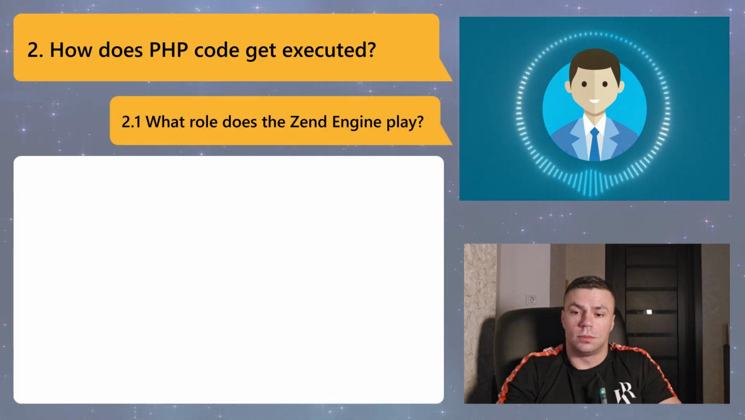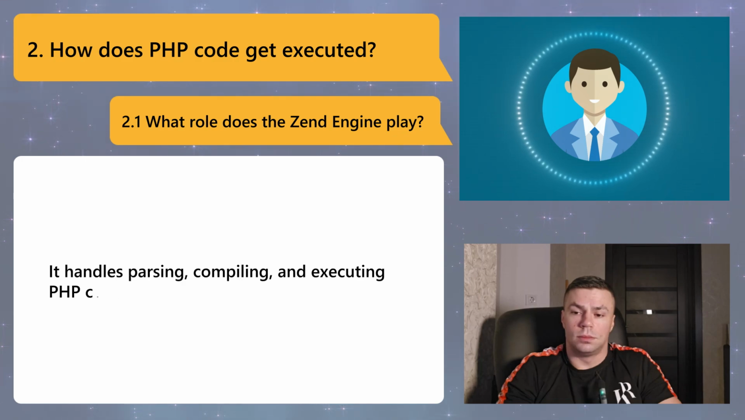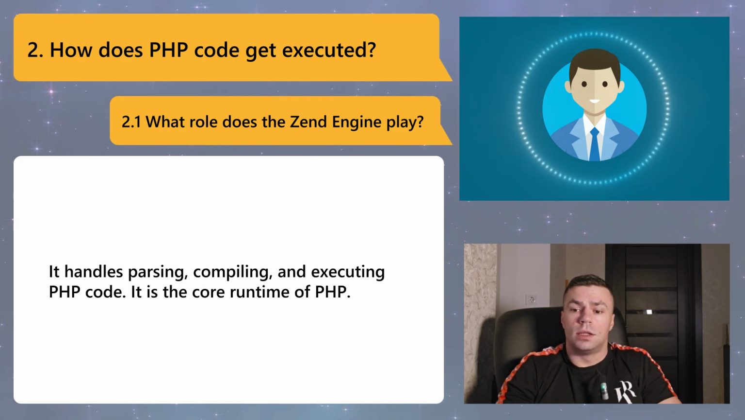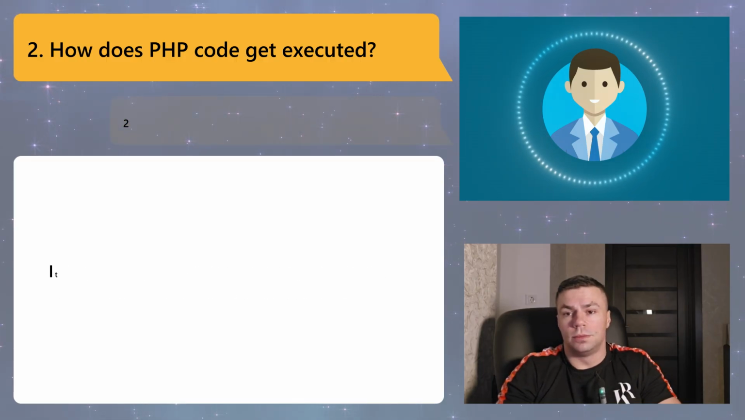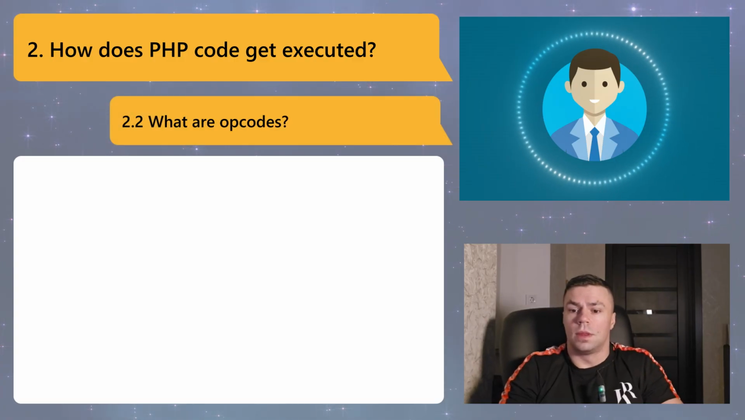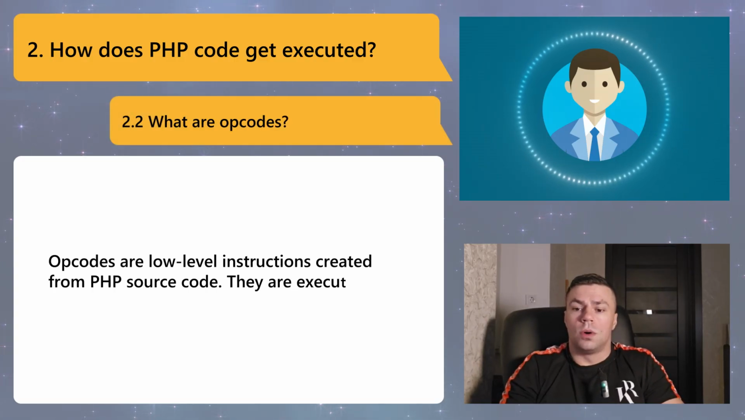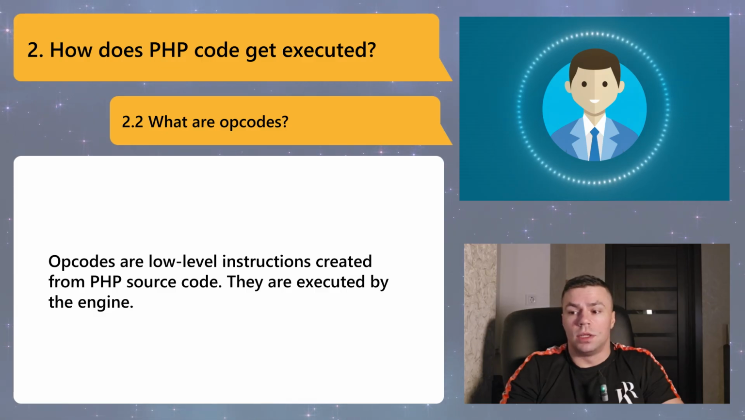What role does the Zend engine play? It handles parsing, compiling, and executing PHP code. It is the core runtime of PHP. What are opcodes? Opcodes are low-level instructions created from PHP source code. They are executed by the engine.